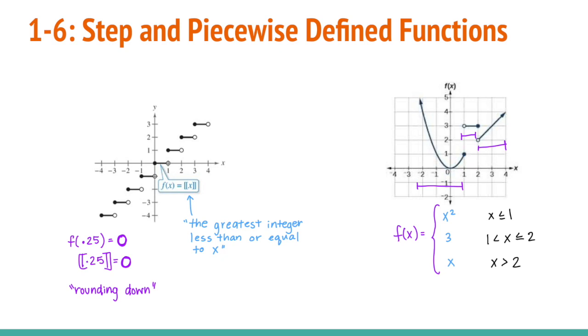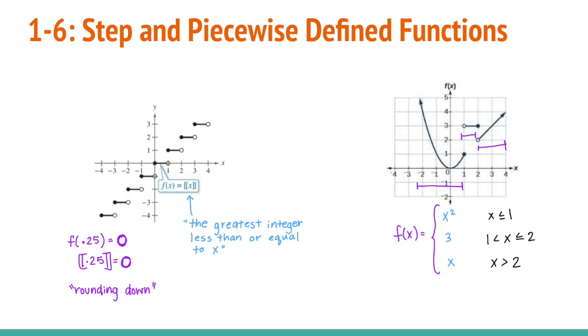So the example I put is that if we have 0.25 as our x value, we're going to find the greatest integer less than 0.25. Integer is whole number. So the biggest number less than 0.25 is actually 0. So we can just think of that as rounding down. There are other step functions that require rounding up, and those are called ceiling functions.